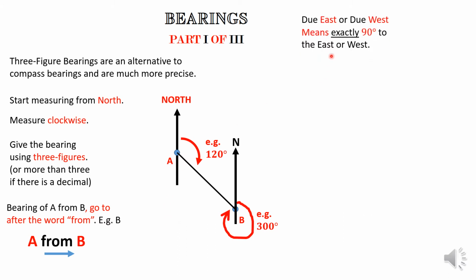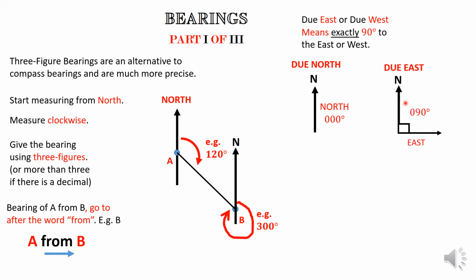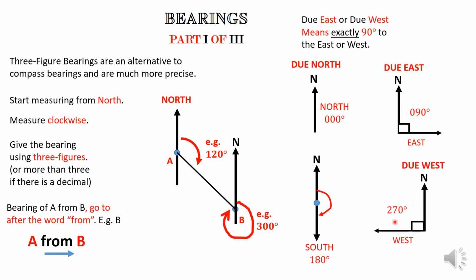Then when you come across words like due east and due west, that means exactly 90 degrees to the east or 90 degrees to the west. So due north is 000 degrees. Due east is 090 degrees. Due south is 180 degrees. Due west is 270 degrees. Okay.